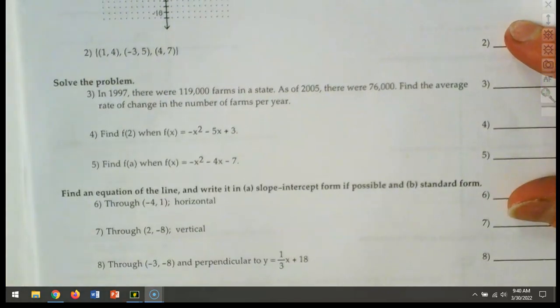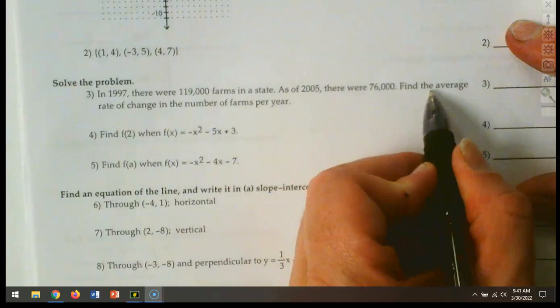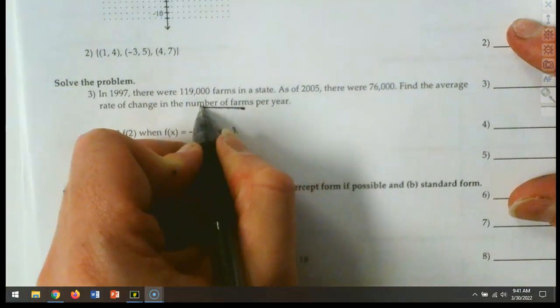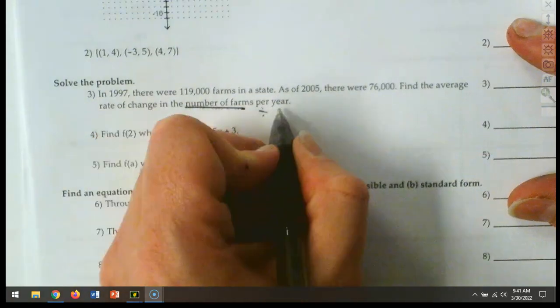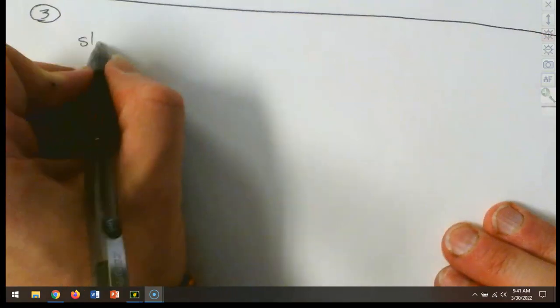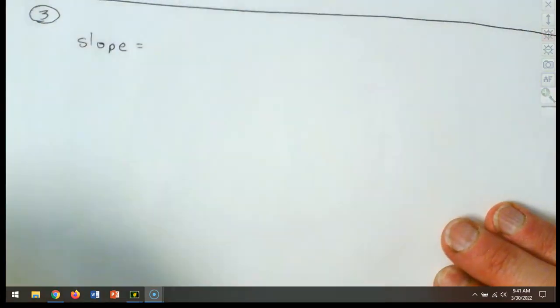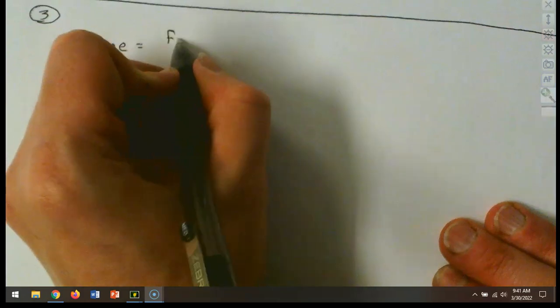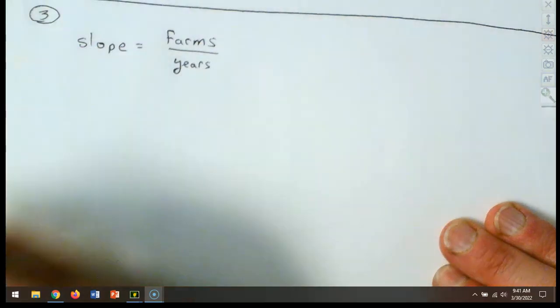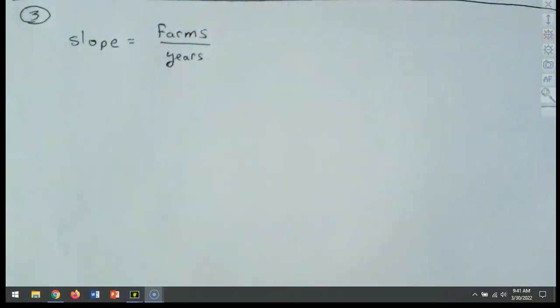So when I look at this, the last part here says find the average rate of change in number of farms. Per means divide year. So if I look at this as a fraction, that's going to be your slope. Average rate of change is your slope. And your slope is going to be the farms over years. Okay, because it says farms per year.